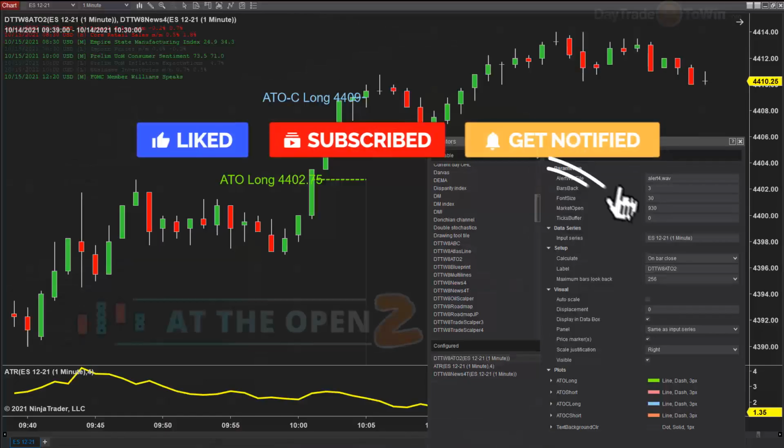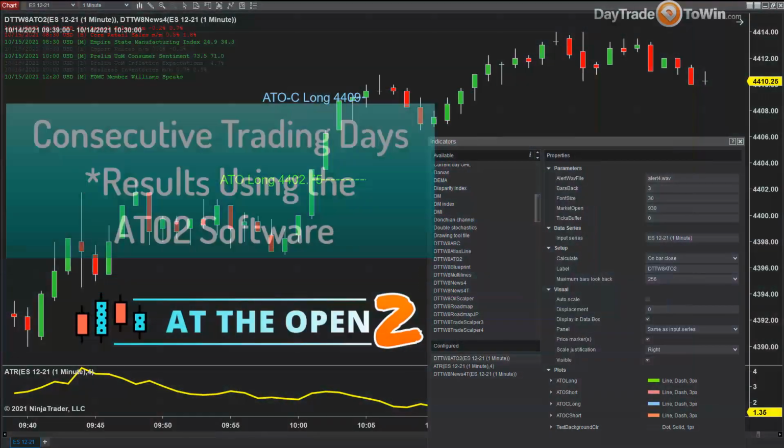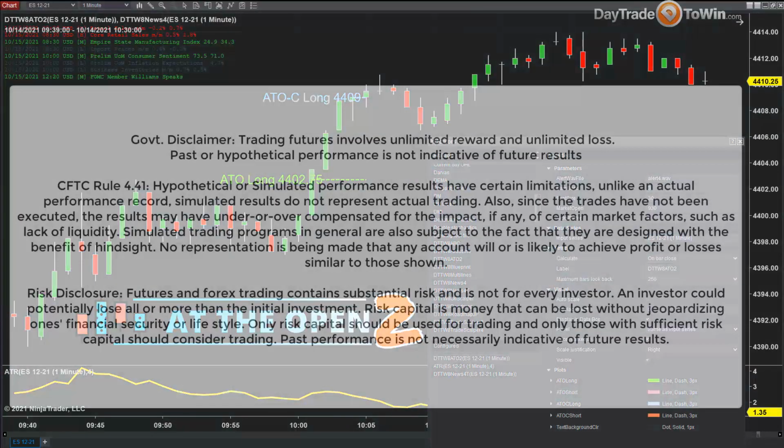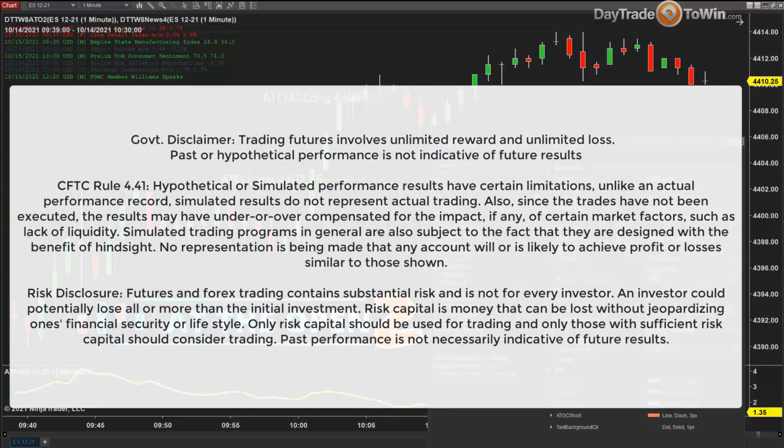All right, traders, let's do a 3-day recap using the at the open method. The last 3 days, today is October 14th. I'm going to show you what happened the last 3 days using this trading method with the software. Before we begin, remember that trading is risky. Understand the risks involved with trading before jumping in.